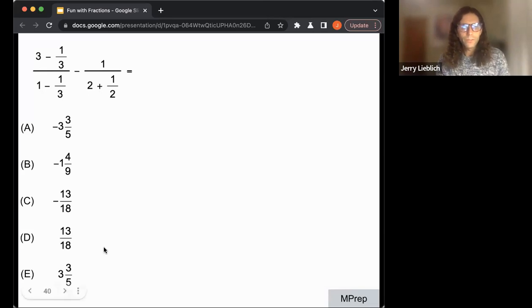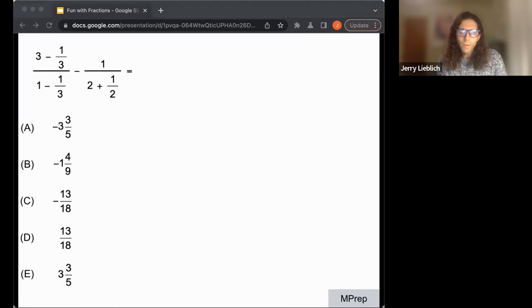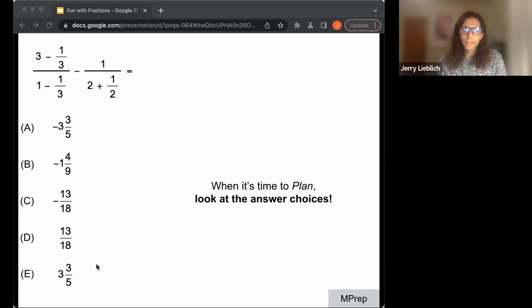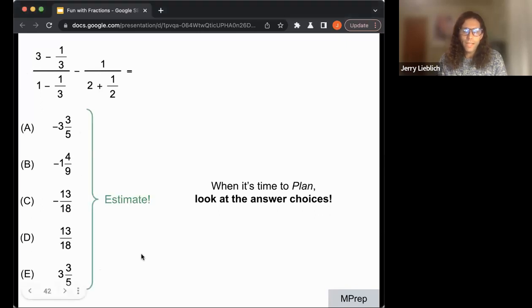All right, sort of a tough capstone problem here. What I want you to keep in mind is when you see a multiple choice problem like this, before you get started, look at the answer choices. And in this case, you might notice there's quite a bit of variation from -3 3/5 to +3 3/5. If you see there's a wide spread, you might want to estimate. So let's think about how that could work.